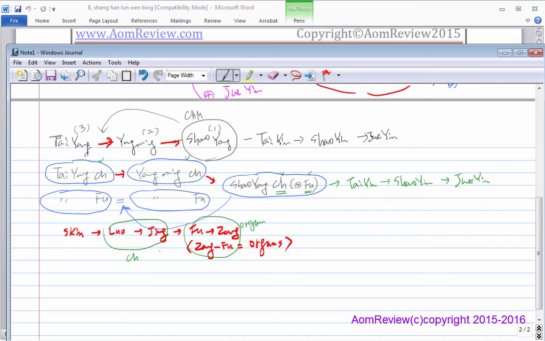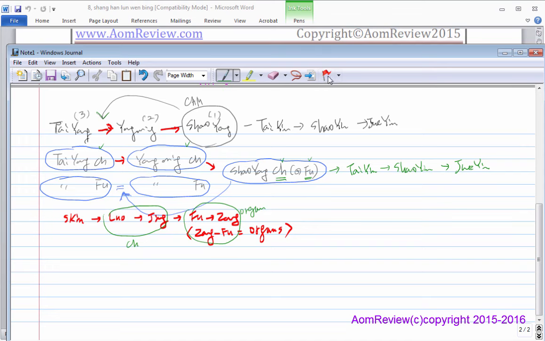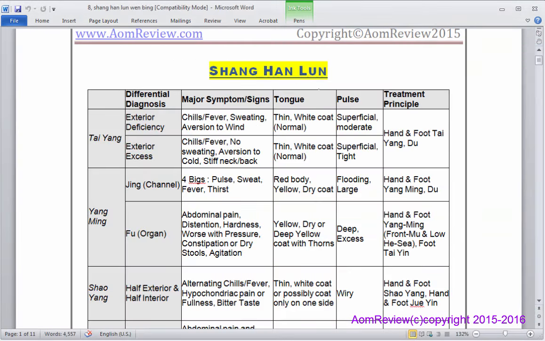So we have two different schools within Shang Han Lun. One is this progression, the other one is Xiaoyang located in the middle between the Taiyang and Yangming. Anyway, you might understand which one you should follow, okay? And the very first one, the founder of this theory, or the creator of this theory, that is Dr. Zhang. And he might have understood it this way: after people die, the body is a little bit cooler than normal. So he understood what makes people die, among the six climates, the major one is cold. So that's why he built up the cold damage.